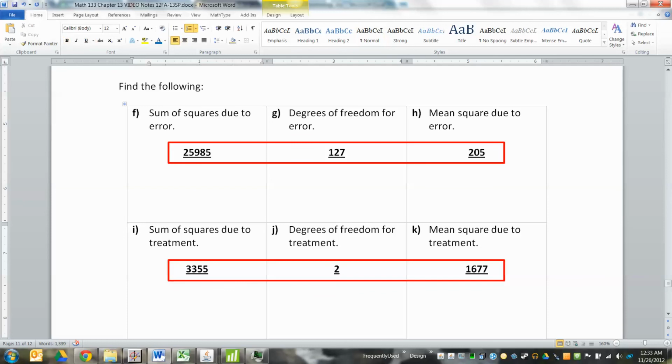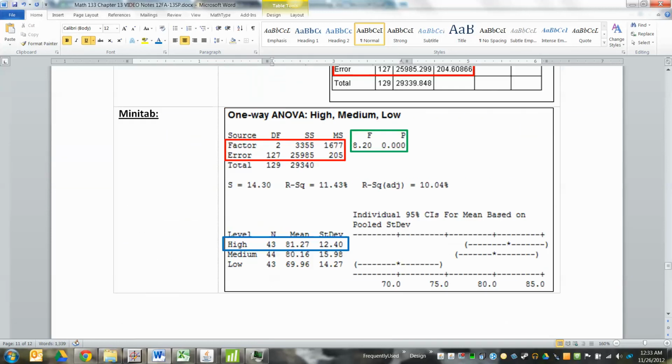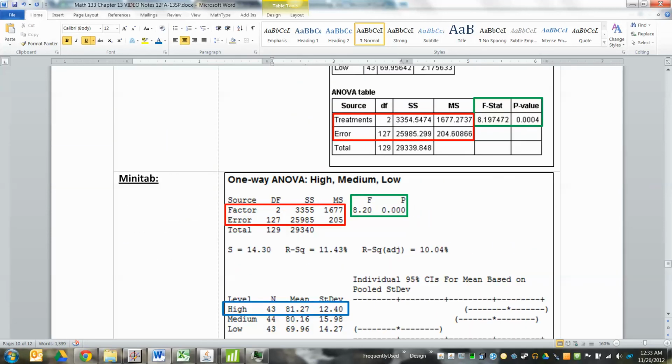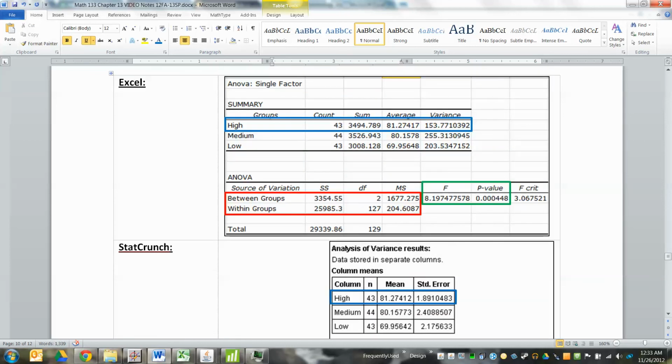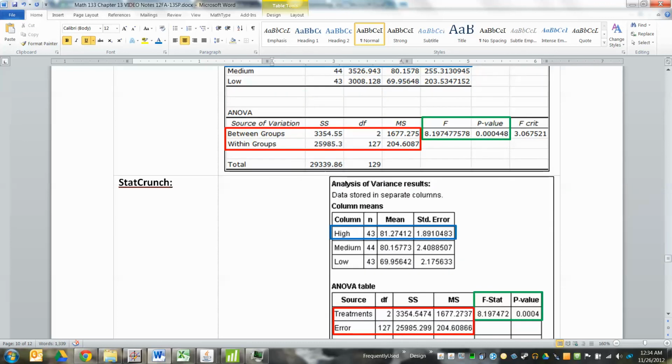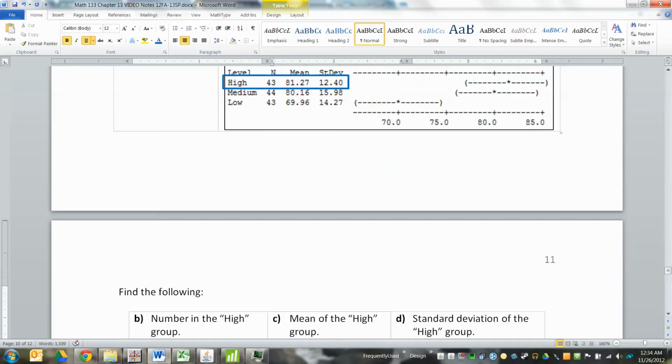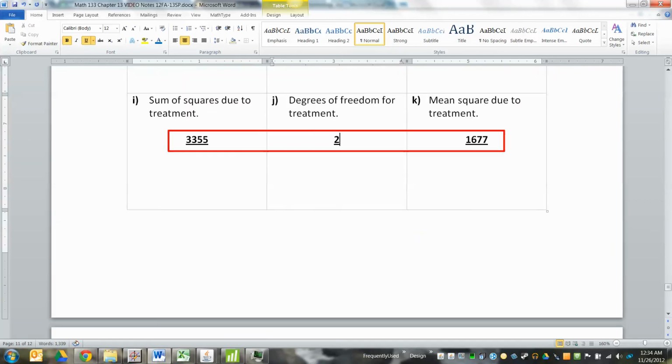Now treatment: 3355, 2, and 1677. Treatment tends to be real near the error. So Minitab calls it a factor. Factors, treatments, they get kind of interchangeable for these computer programs. StatCrunch very kindly calls them treatments. That's lovely. And then Excel calls it between groups, right? Which is actually great. I mean, that's actually more what it is. So Excel's kind of awesome that way because it's letting you know, hey, that's between groups variation, that's the treatment stuff, and then the within groups variation, that's the error stuff. So it's probably better, I know, but I just get frustrated.